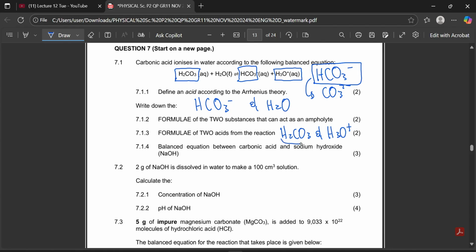It's the carbonic acid as well as the hydronium ion. You could have the carbonic acid as well as the hydrogen carbonate ion, or you could have the hydrogen carbonate ion as well as the hydronium ion. I don't think you'd be wrong in that case.